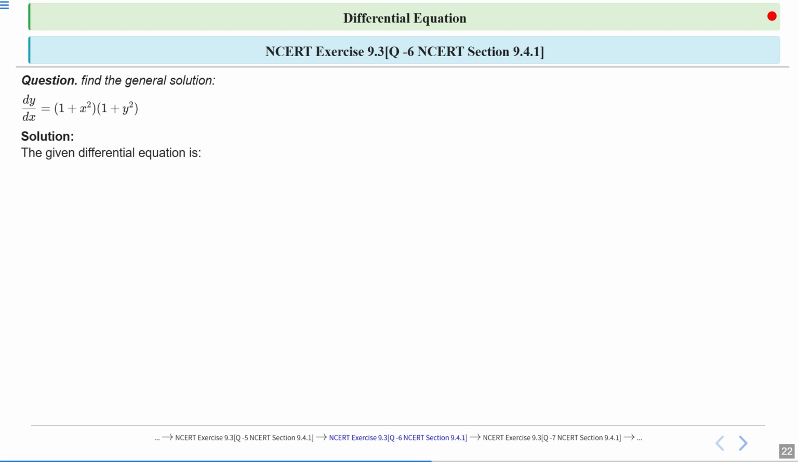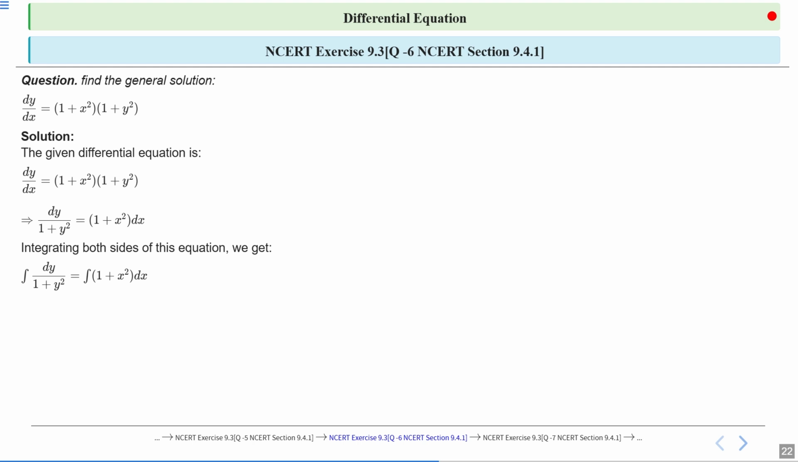So the given differential equation is dy by dx is equal to (1 + x²)(1 + y²). When we separate the variables, we get dy/(1 + y²) is equal to (1 + x²) dx. Now integrating both sides of this equation, we get the integration of dy/(1 + y²) is equal to the integration of (1 + x²) dx. As we know, the integration of dy/(1 + y²) is tan inverse y, and the integration of x^n is x^(n+1)/(n+1).